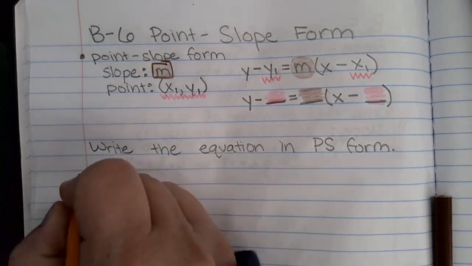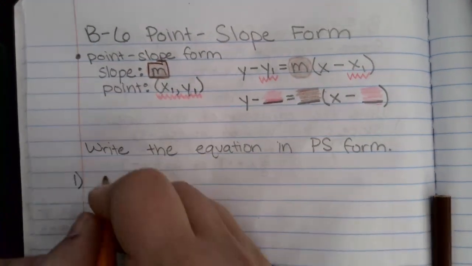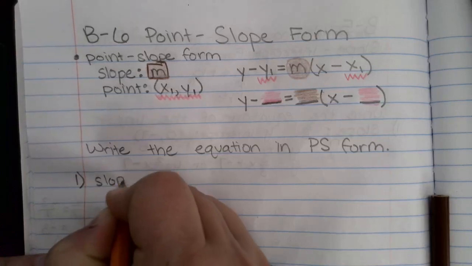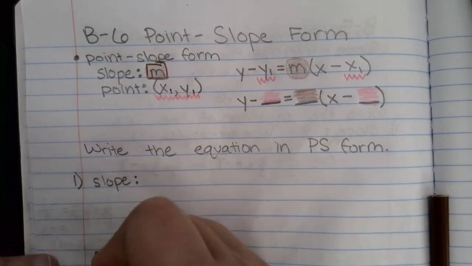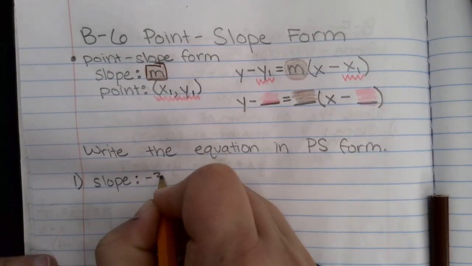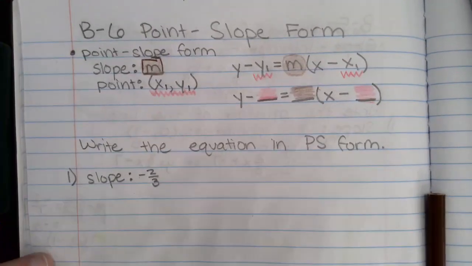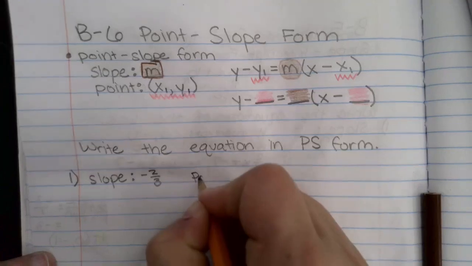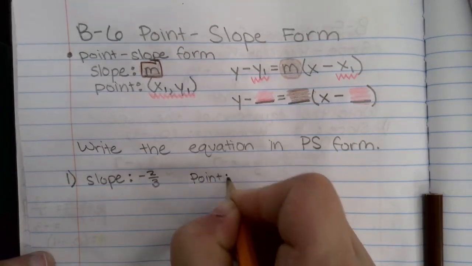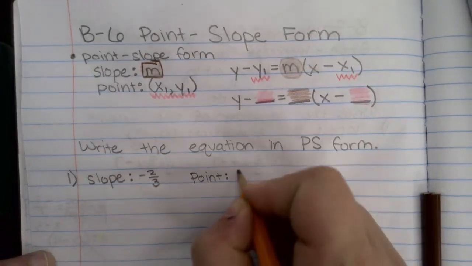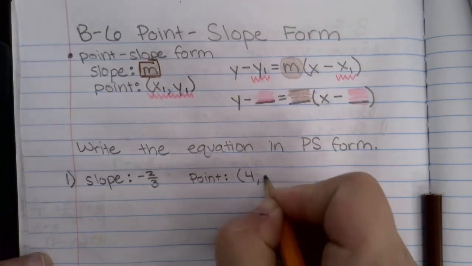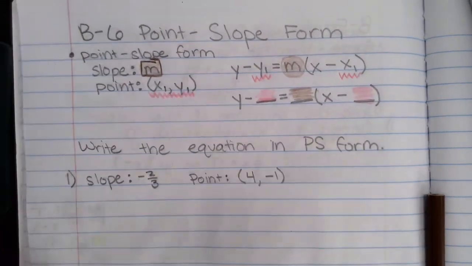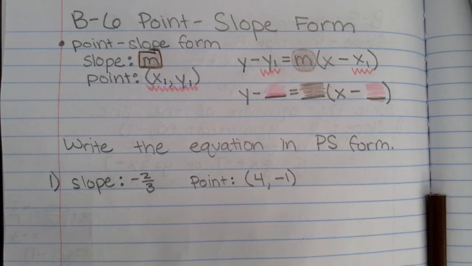Alright, so for our first problem, if I know that the slope is negative 2/3, and my point is 4, -1, we need to write an equation where we fill in those blanks based on that information.